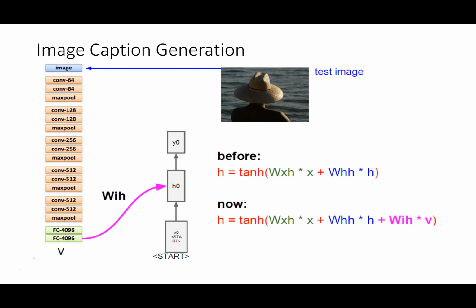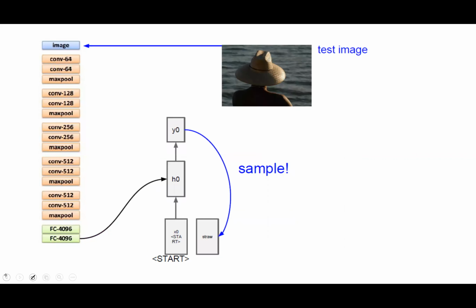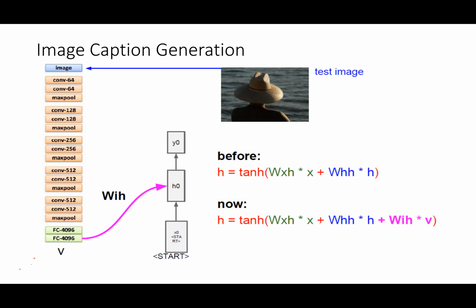As you can see now, H is a function of X, where X is the input, the vector embedding of the word, V is the vector embedding of the image, and H is the previous hidden state. If you understand CNN, that is feed forward neural networks and their back propagation very well, I hope you can fairly follow this notation.